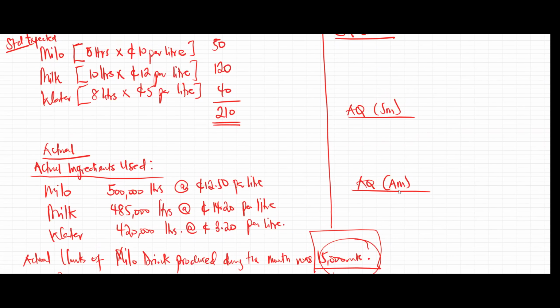So what was our actual mix? What was our actual mix? Milo, how much? 500,000 liters. Milk. We mixed how much? 485,000. Yes. Okay.